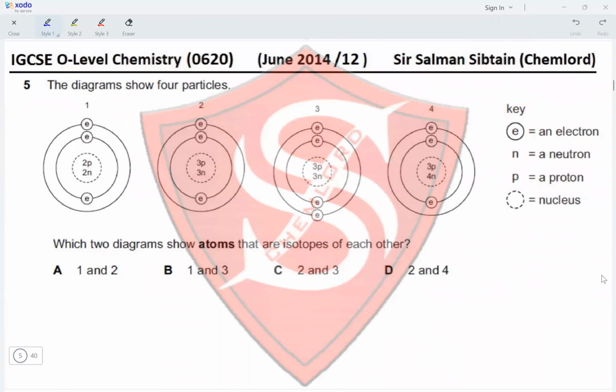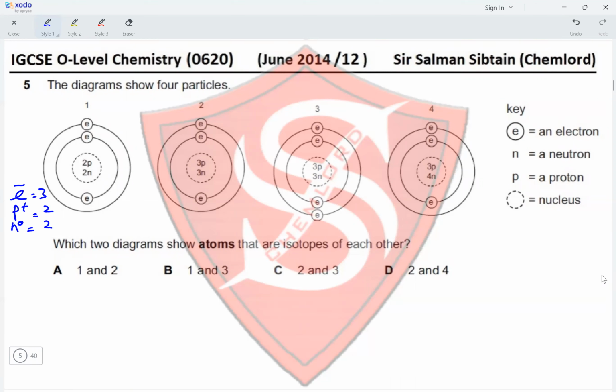Question 5. The diagrams show 4 particles. And which two diagrams show atoms that are isotopes of each other? So isotopes are atoms of the same element having the same number of electrons and protons but different number of neutrons. So in one, let's write down electrons, protons, and neutrons. So number of electrons is 3, protons is 2, and neutrons is also 2.